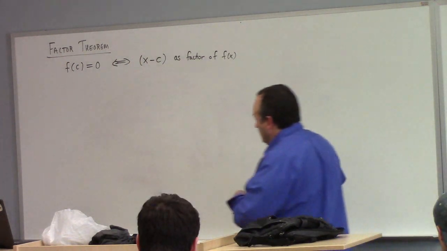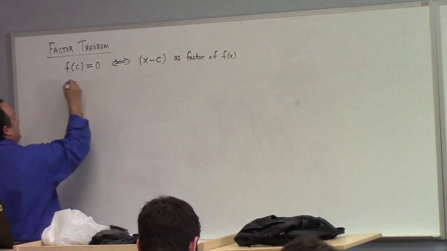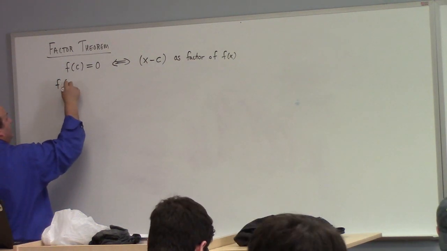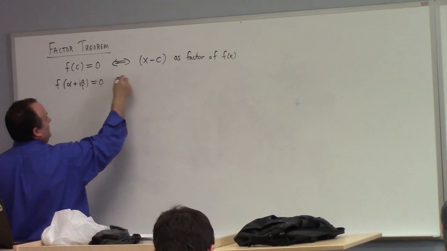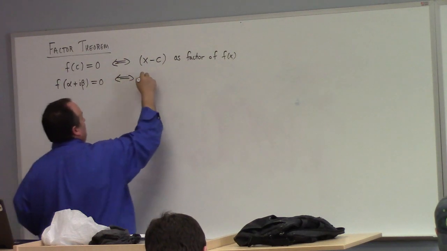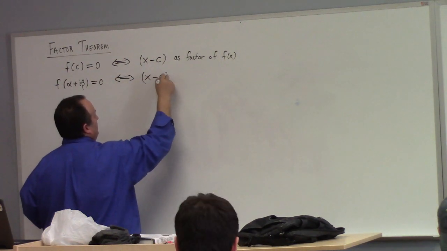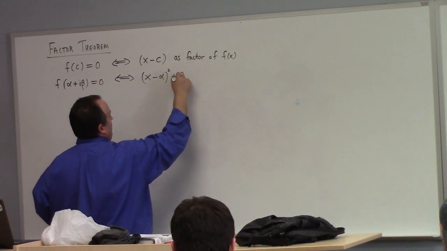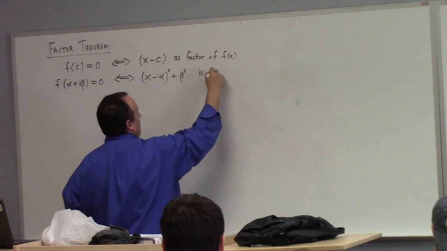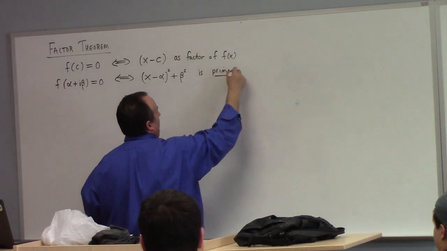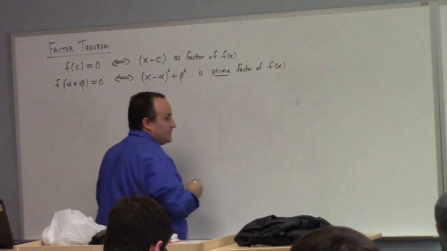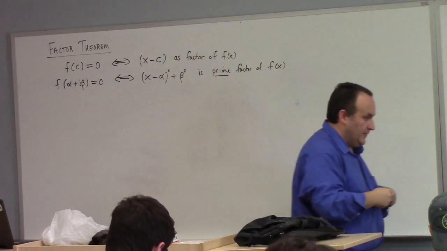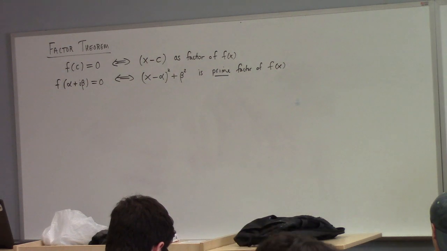There's also a complex factor theorem. The complex factor theorem says the following. It says that f of alpha plus i beta equals 0. What that means is that (x minus alpha) quantity squared, plus beta squared, is a prime factor of f of x. So complex zeros correspond to prime factors of a polynomial.